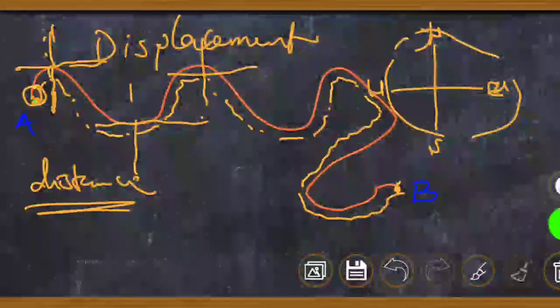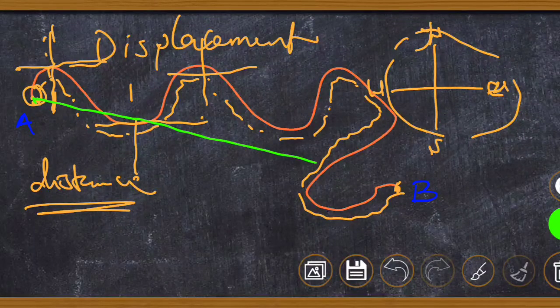Let me try to use something that will differentiate it more. From point A here to point B here, this is the displacement of the object. The object moves from point A to point B, altogether along a straight line. So that's why we say displacement is an object's change in position.